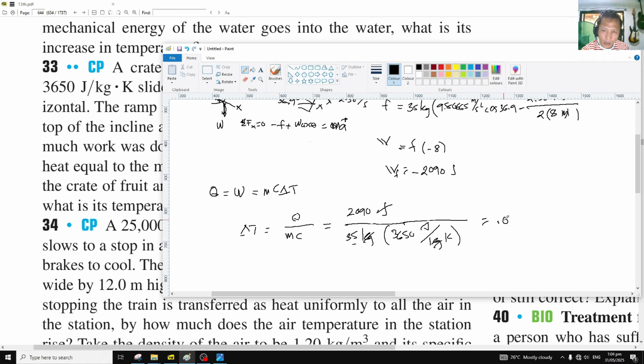And that will give you 0.0163 Kelvin, or it can be 0.0163 degrees Celsius, because again that is a change in temperature and they should be the same. 0.0163. Okay? So, three significant figures. Okay. Thank you guys for listening.